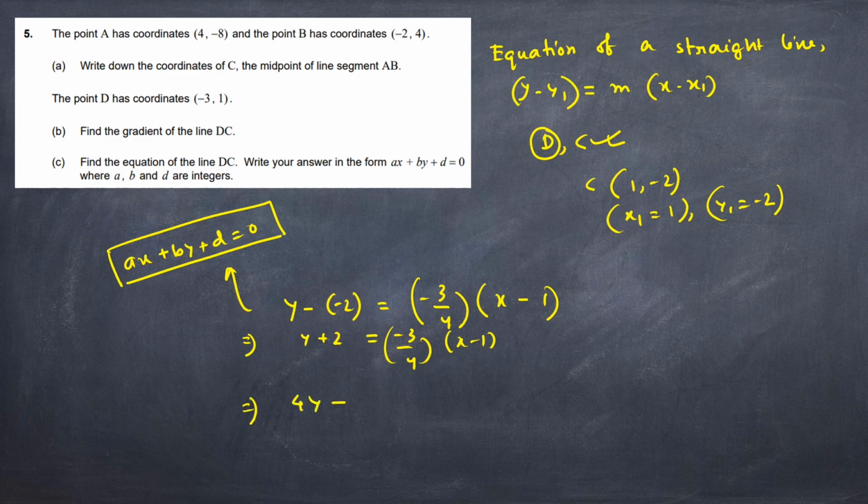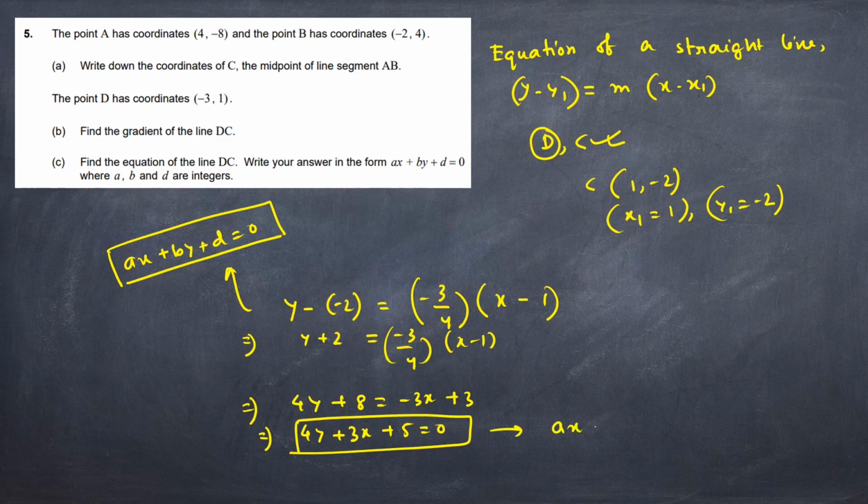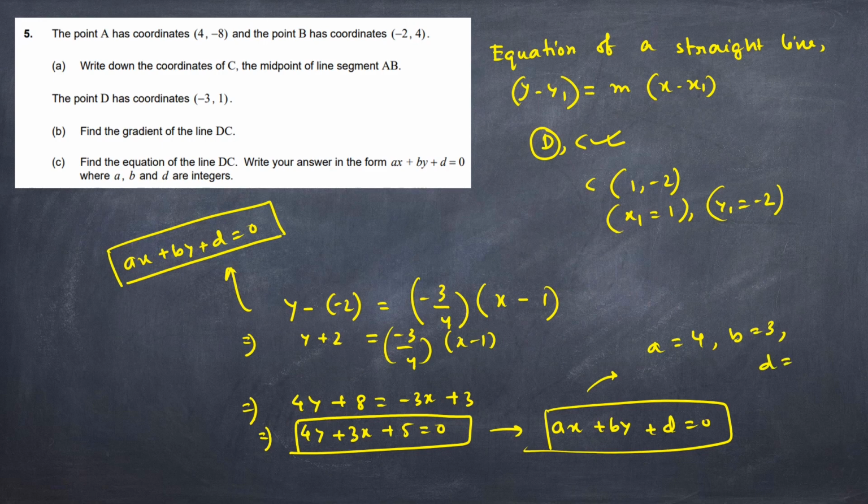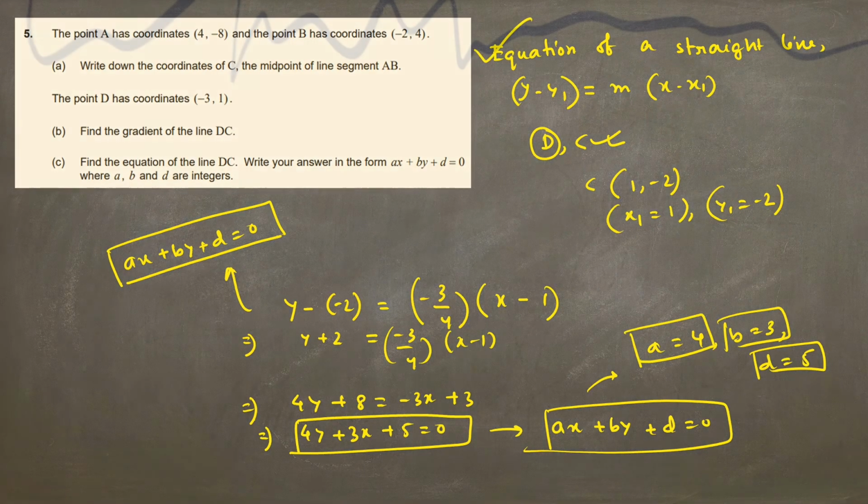So we get 4y plus 8 equals minus 3x plus 3. We just multiplied this with 4 and this with minus 3. So we are getting 4y plus 3x plus 5 is equal to 0. Now you can see we have written the equation in the format ax plus by plus d is equal to 0, where a is equal to 4, b is equal to 3 and d equal to 5. So this problem is also done. In this way you can solve this problem, you just need to remember this type of formula.